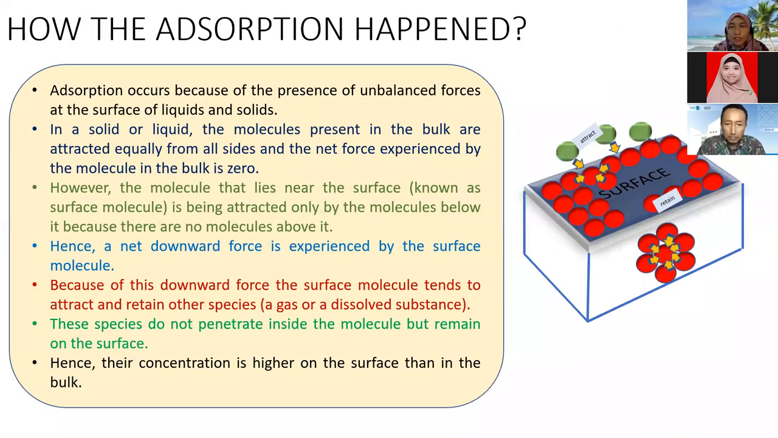So this is how surface adsorption happens, the mechanism, as we said just now. These are the molecules that attract on the surface, and this is our surface atoms. The surface atoms don't have enough balanced force, that's why they attract other molecules from the air and make a process of adsorption on the surface. Once adsorbed, it will be retained on this. Adsorption occurs because of the presence of unbalanced forces on a solid or liquid surface, while molecules in the bulk are attracted equally. This is what I've explained just now.